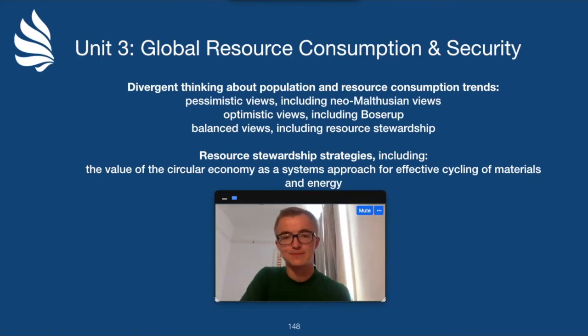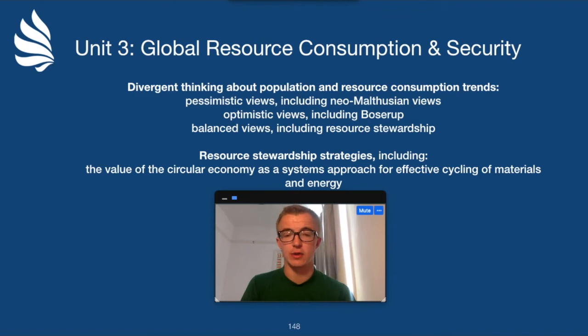So we're looking today at thinking about population and resource consumption. So the relationship between them, we're looking at population limits, but we're also looking at the different views and the arguments that individuals have come up with over the course of history about how the relationship between a growing population and resources is maintained or disrupted over time.